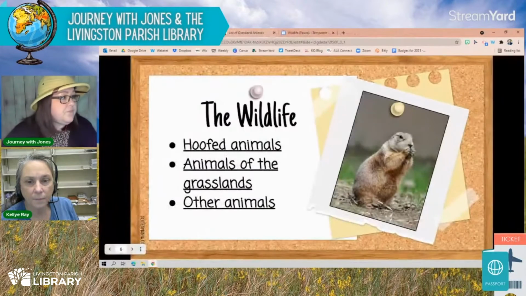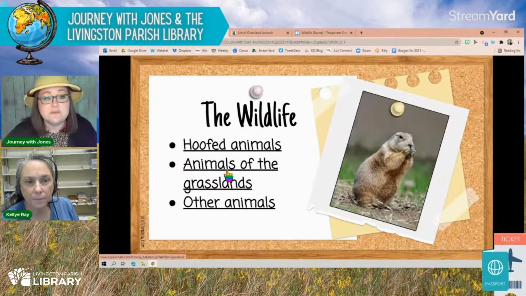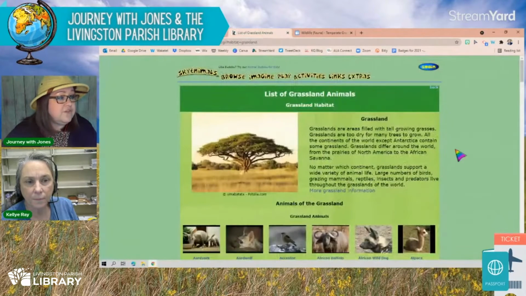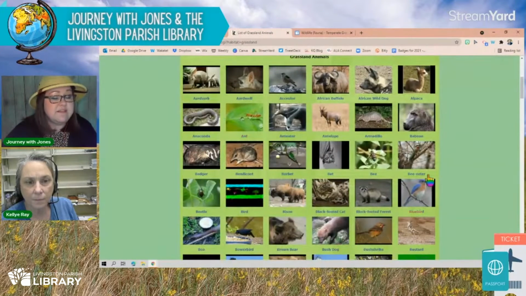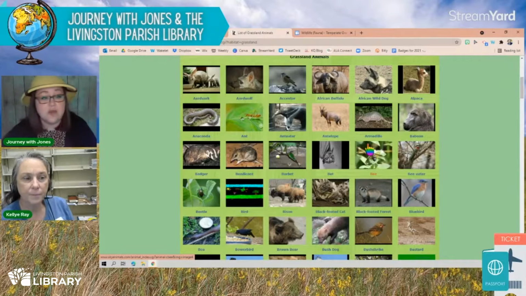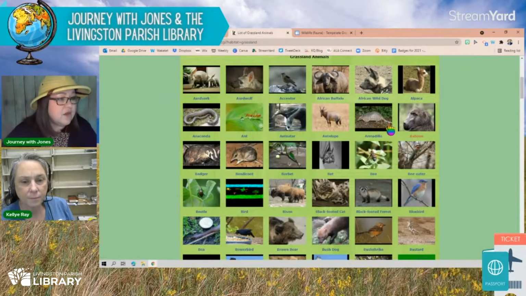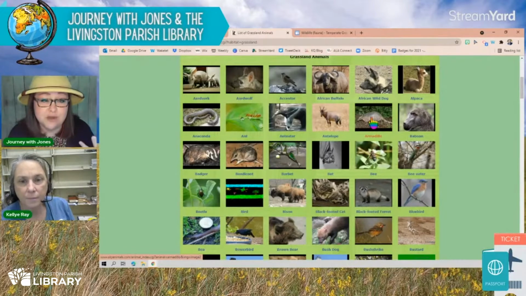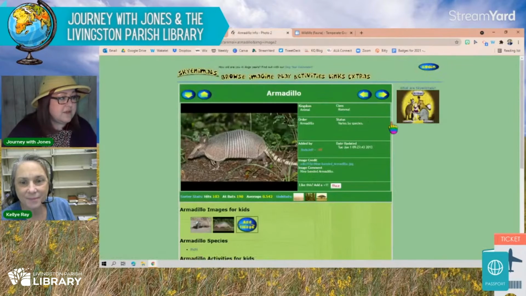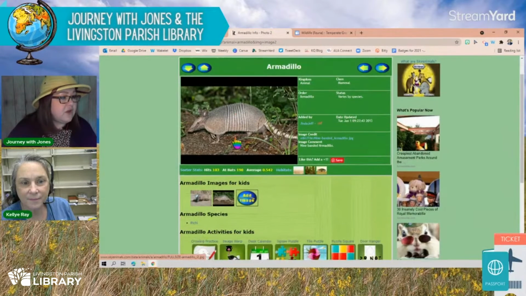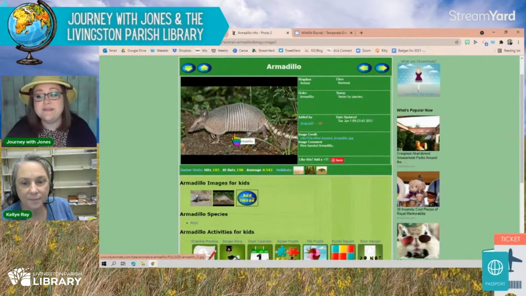Now, I want to look at some specific animals in the grasslands. So let's take a look. Now, this link has a ton of different animals that you would find in grassland habitats. Some in savannas, some in temperate grasslands. But today we're going to talk about the armadillo. And we are familiar with armadillos in Louisiana because we have them around here. So let me click on armadillo. And this is a picture of an armadillo. Now, armadillo means little armored one in Spanish.